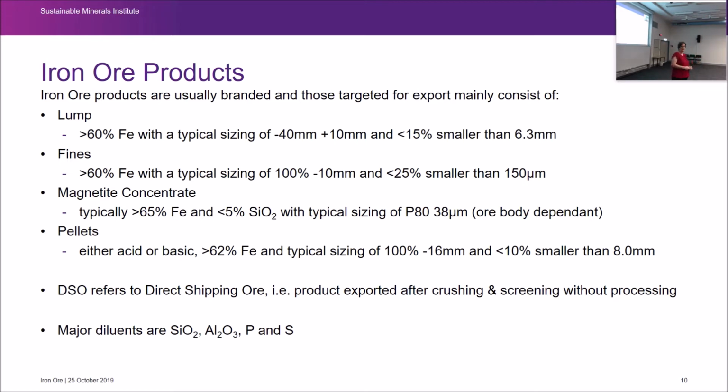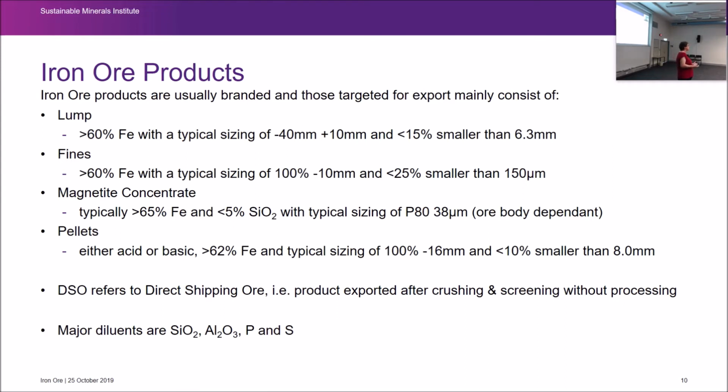Your fines product is less than 10 mils, and then you also have magnetite concentrate that gets sold on the market, and that's much finer. It requires finer grinding for processing, and the expectation there is that it's above 65% Fe with very low silica content. And then also pellets are widely sold in the market. It's either acid or basic pellet, and that requires a very tight sizing as well as a compressibility strength measurement for use in the blast furnace.